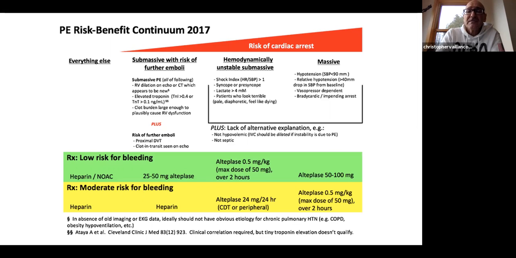So the patient looks crappy, they're pale, they're diaphoretic, I feel like I'm going to die. Again, coming down to everything, does everything correlate? Does the clot load make sense? They're not hypovolemic. The IVC is jugged. The POCUS looks like this is really bad RV dysfunction. It's the real deal. Those patients, we probably should consider low dose TPA as well. I'm going to talk in a few minutes about massive PE.